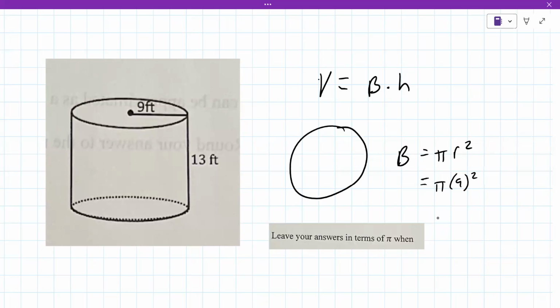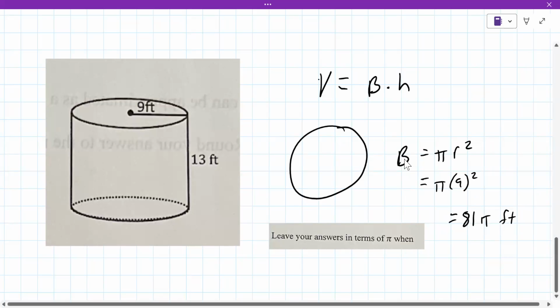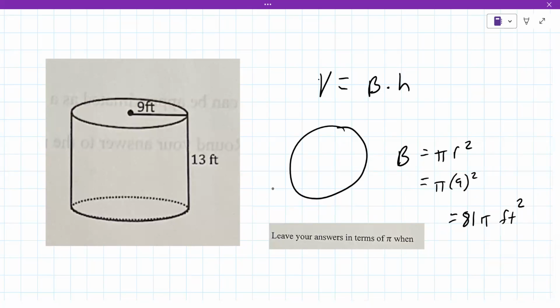I'm asking you, 9 squared. Yep, that's 81. So this is 81 pi. Now it's feet to what power? This is for area. Base is an area. What's the units that go along with this? Feet to what power? Squared. It is squared. Very good.